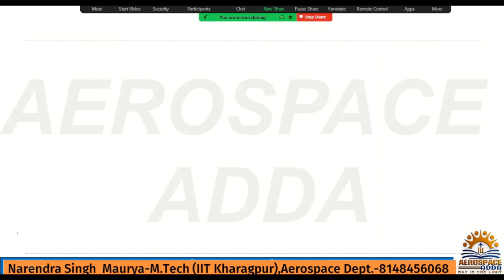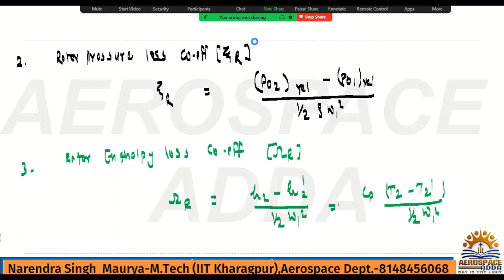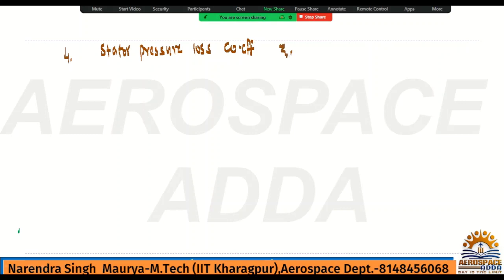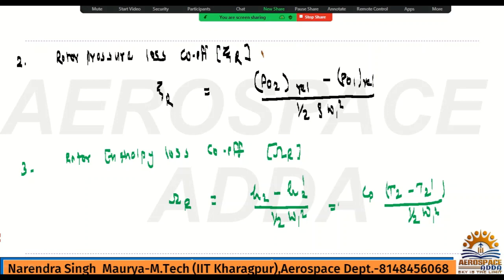Similarly, we'll go to the next, which is the diffuser, or you can say the stator pressure loss. I think it's the fourth one, the stator pressure loss coefficient, which is zeta s. So what is zeta s? It is the stator pressure loss coefficient, just like you have written the rotor pressure loss coefficient. Now you need to write the stator pressure loss divided by the equivalent dynamic pressure in the stator.